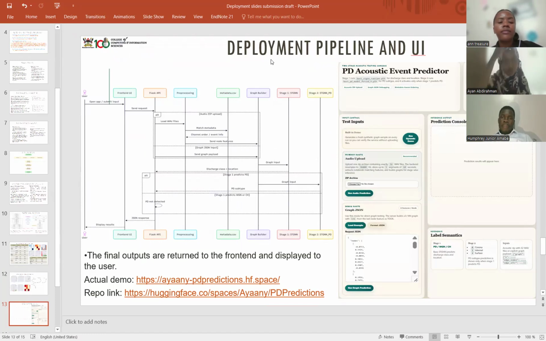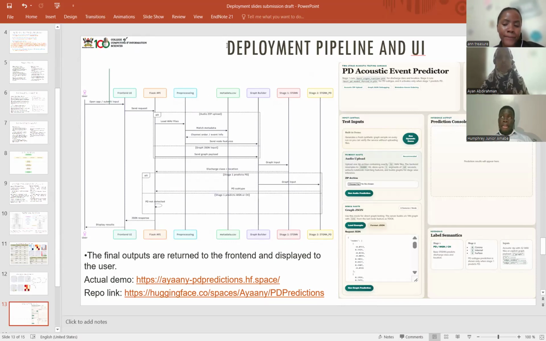Okay, for me, I'm going to take us through the deployment pipeline and the UI basically. So the deployment system is hosted as a web application, mainly on a Hugging Face Docker Space that we had generated. This was an important design choice because it helped us to provide a reproducible runtime environment, and this makes the model accessible through a browser.